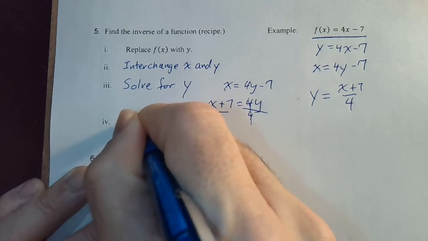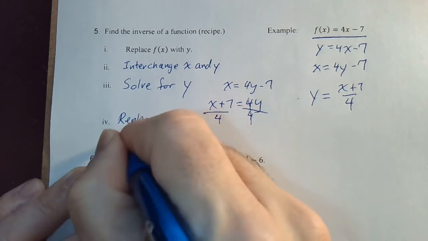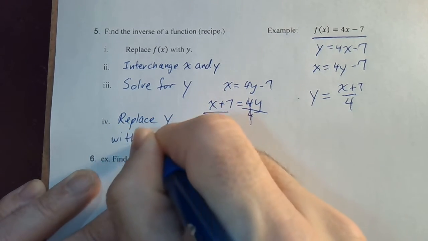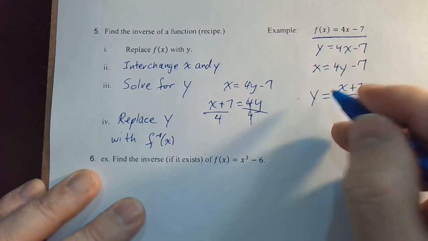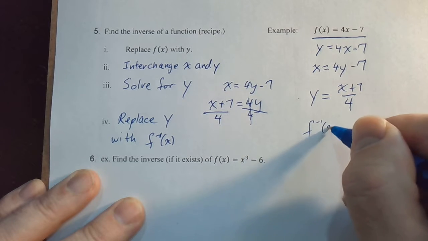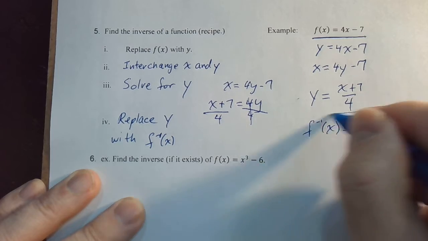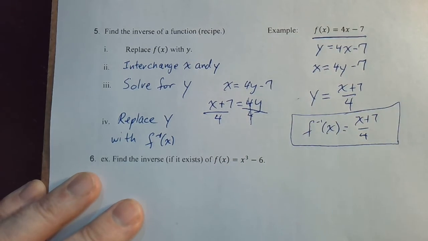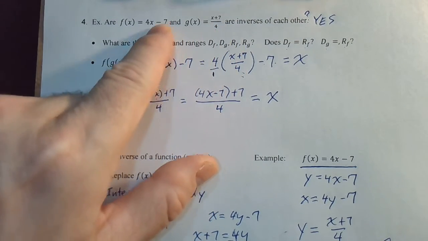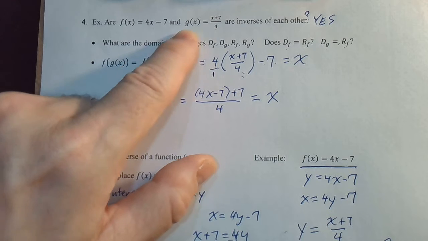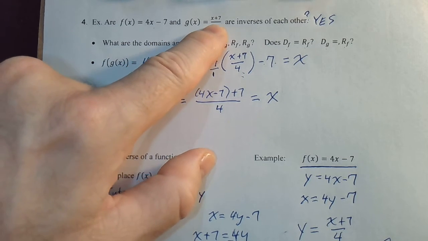So replace y with f inverse of x, the inverse function of f. So step 4 gives us f inverse of x is equal to (x plus 7) over 4. Four simple steps. And notice that is exactly what we expected. The inverse function of 4x minus 7 we saw was g, which is f inverse of x equals (x plus 7) over 4.